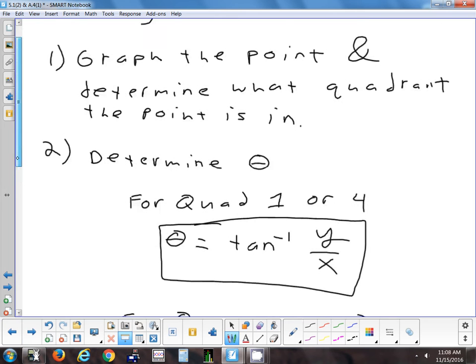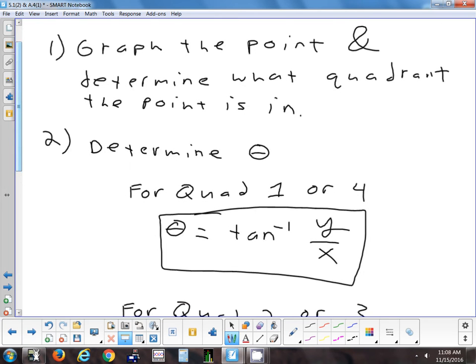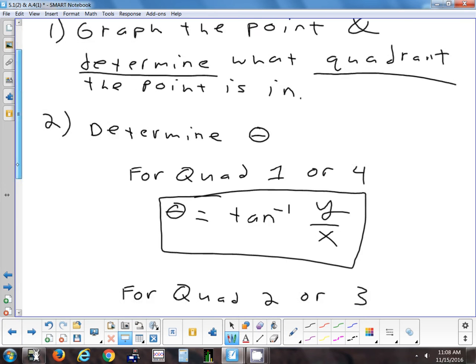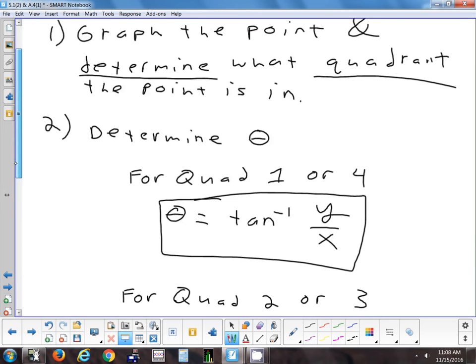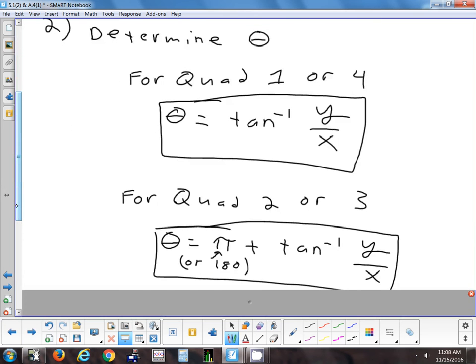Okay, so in step 1, when I say to graph the point and determine the quadrant you're in, you don't have to graph it perfectly. Really, all you have to do is determine the quadrant. If you can do that without a picture, that's fine. The only time you have to graph it is if the directions specifically say graph the point. Okay, so determine your quadrant. Use either the first or the second formula for theta.